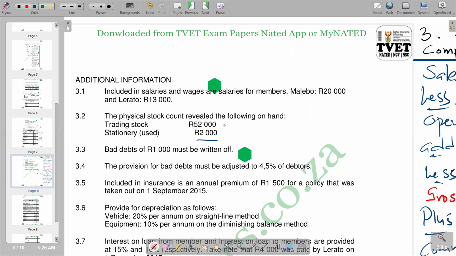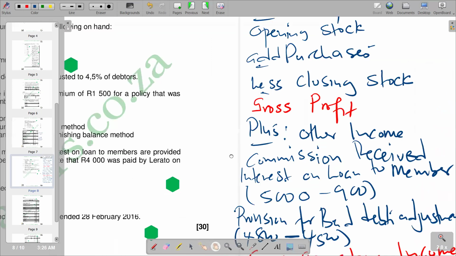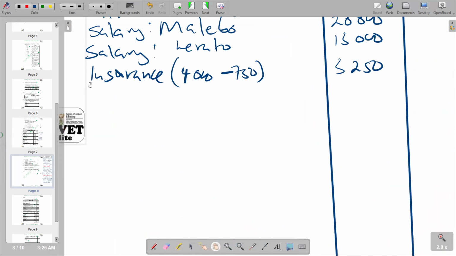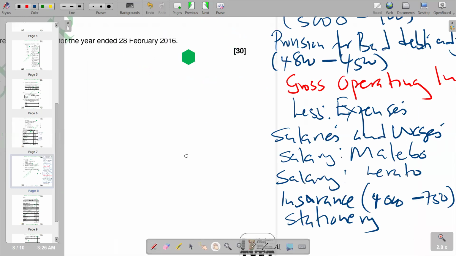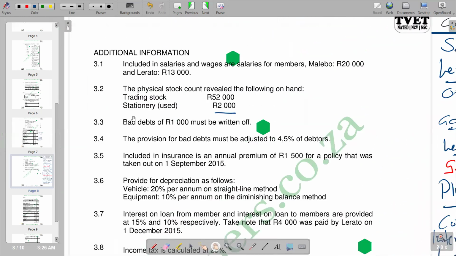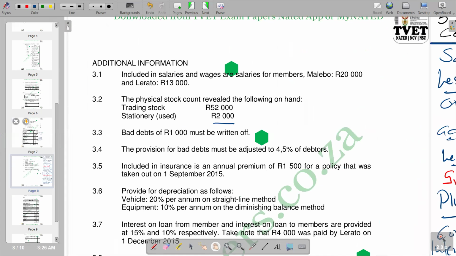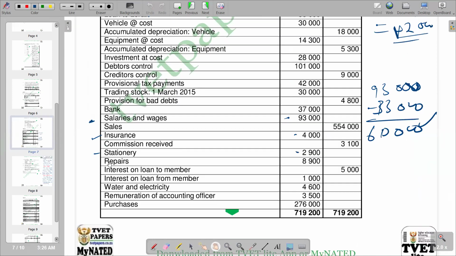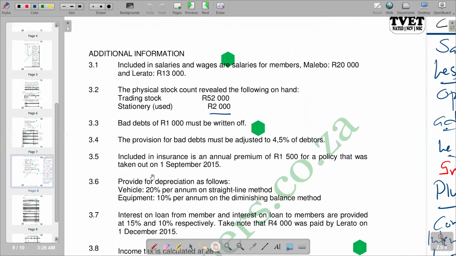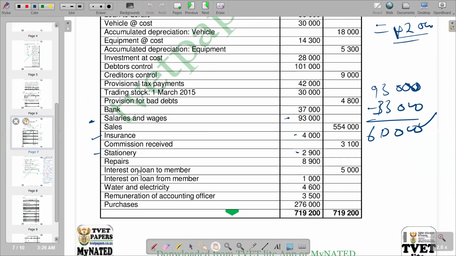But here we're given it as calculated as 2,000, so you can take it as it is, whereby we are saying stationery 2,000. Then we go to our list of balances. Next we've got repairs, which is 8,900. We go to the additional information, checking anything to do with repairs. You go through, see that there's nothing. So you check the figure that you're given for repairs here, which is 8,900.